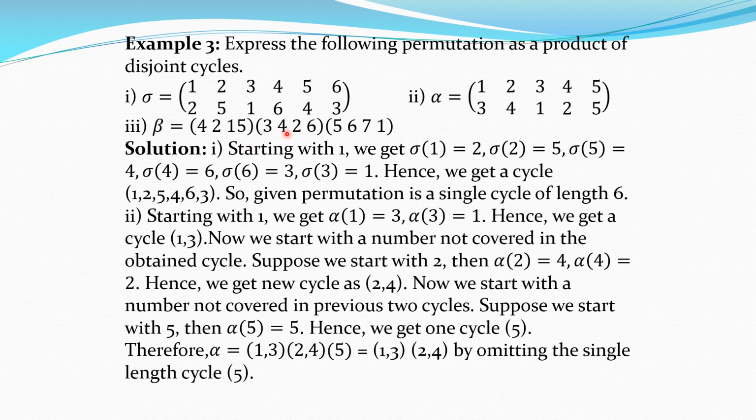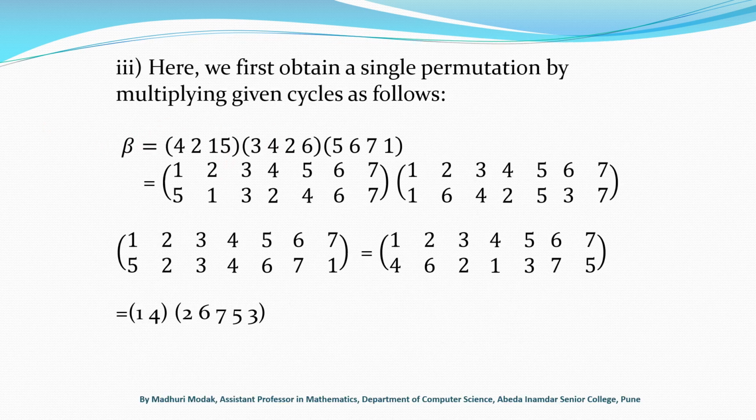Now the maximum number here is 7, so it is a permutation on 7 symbols. Writing all these three permutations in array form and then finding the composition, we get this. This is one we have written here in array form, and the next one in array form. Now do the composition from right to left, top to bottom. So 1 goes to 5, 5 goes to 5, and again 5 goes to 4. So finally 1 goes to 4.